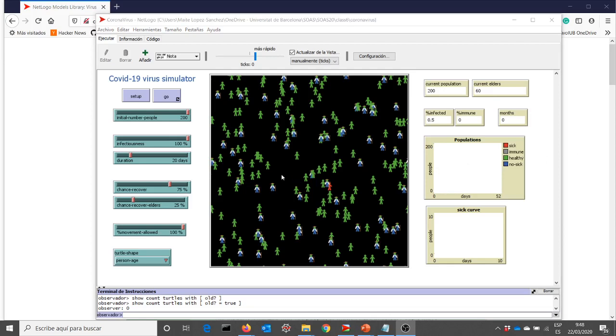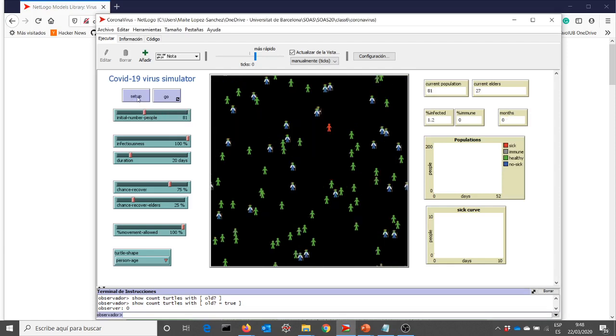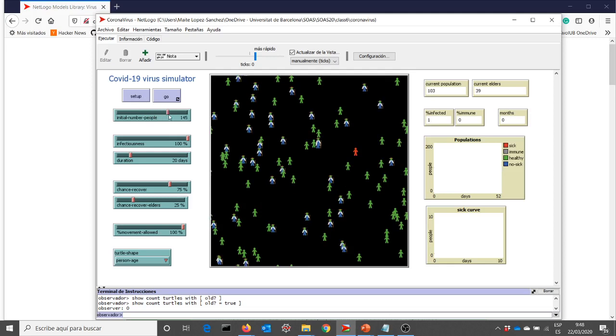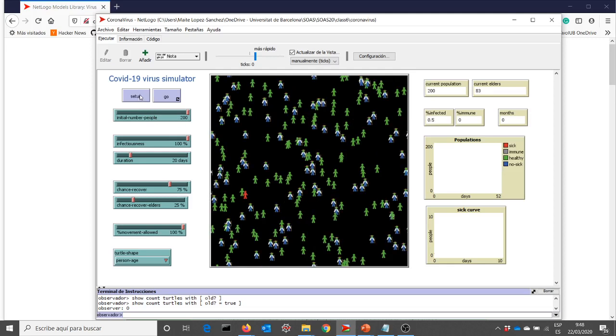So we have a few parameters that we can change or we can study. One is the number of people. We will assign it to 200. I might change that to fewer people, so we might create only 81 or 100, whatever. So I leave it now at 200. I can also change how easy it is to infect each other once you meet someone.